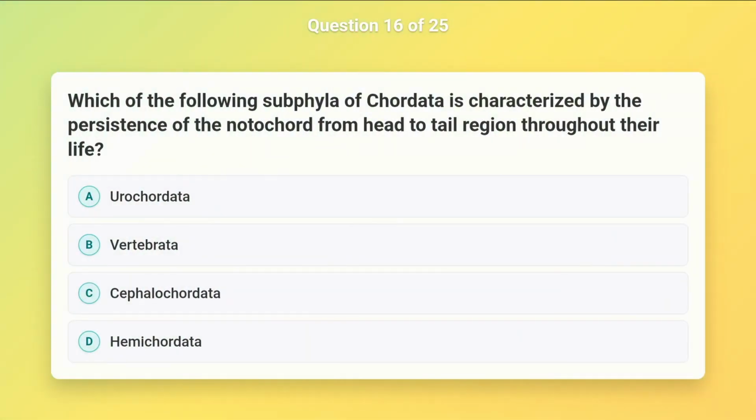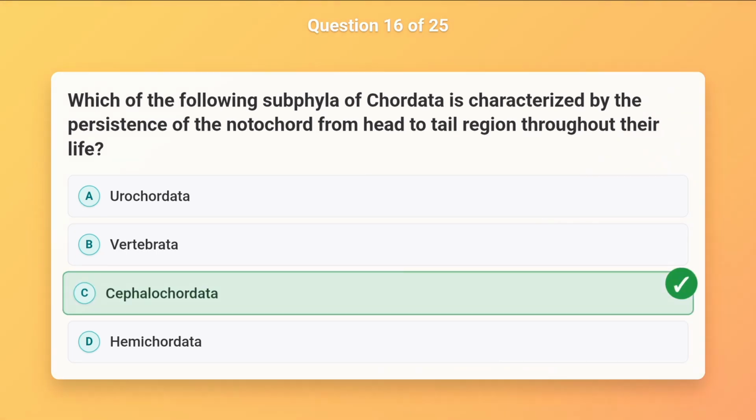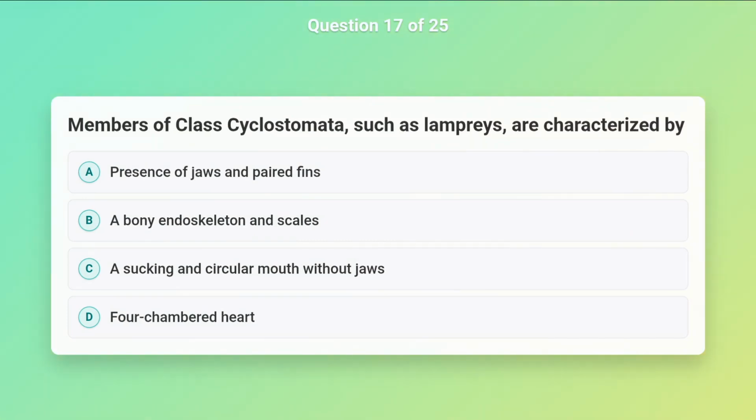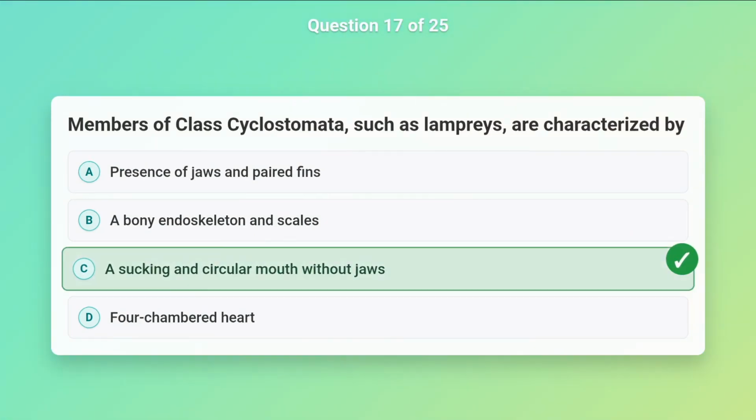Which of the following subphyla of Chordata is characterized by the persistence of the notochord from head to tail region throughout their life? Cephalochordata. Members of class Cyclostomata, such as lampreys, are characterized by a sucking and circular mouth without jaws.